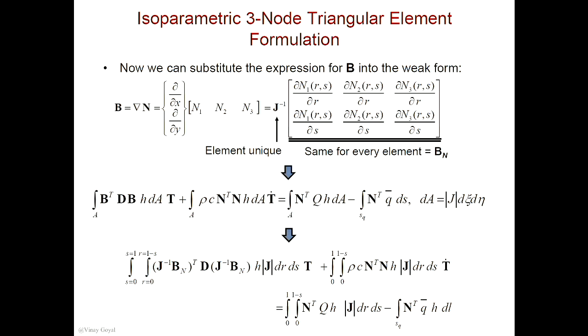What else do we got? It's all the same. B bold is J inverse times the derivatives of N. The only thing that we're changing is these integrals, which is how you integrate a triangle. You can look it up in any book, but that's how you integrate a triangle. Other than that, we're left with this term, which will be dealt with in the same manner I described for the quadrilateral, and I'll explain how to deal with this with a real example moving forward, because I think it's a repetitive thing at this point.